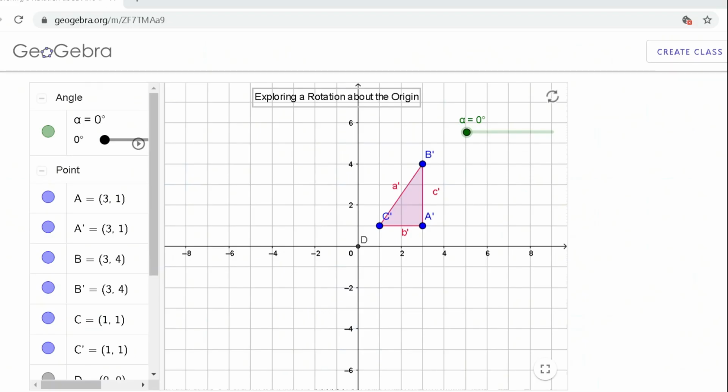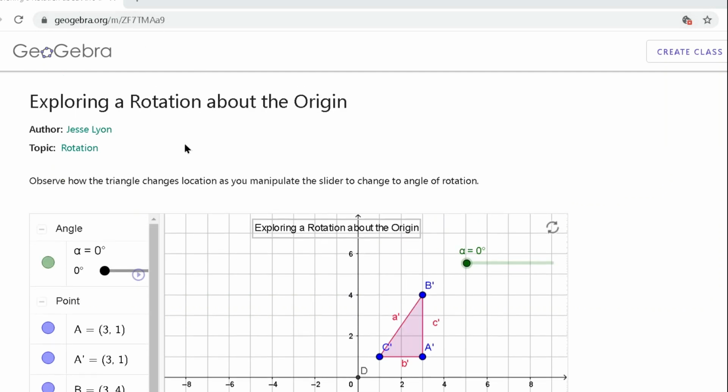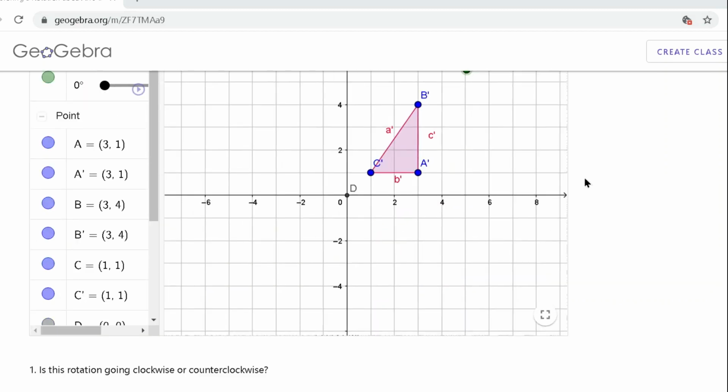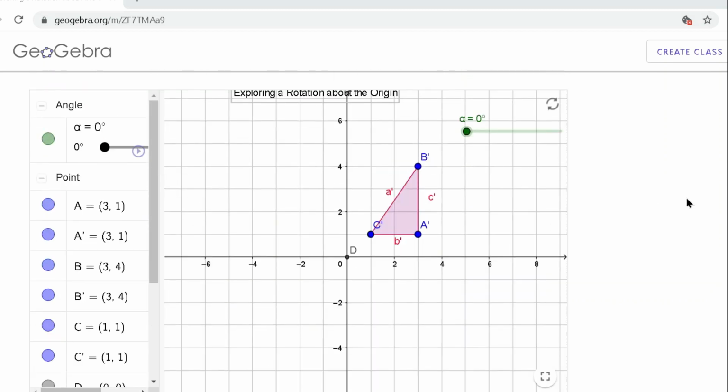All right, before we get started with the example, let's take a look at a visual. This is a graph of triangle ABC that we're working on. This is on GeoGebra. You can see the link here. It was created by Jesse Leon. Excellent tool.